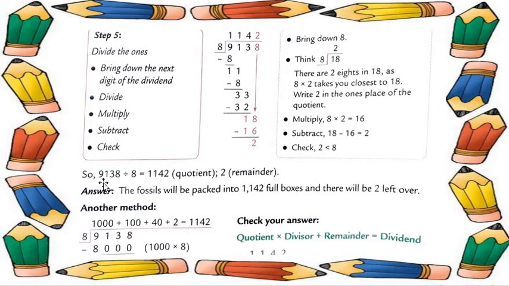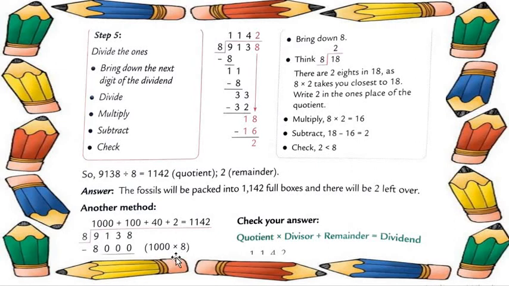9138 divided by 8, the quotient is 1142. Remainder is how many? Remainder is 2. So what is the answer? We have to write the answer like this: The fossils will be packed into 1142 full boxes, and there will be 2 left over.